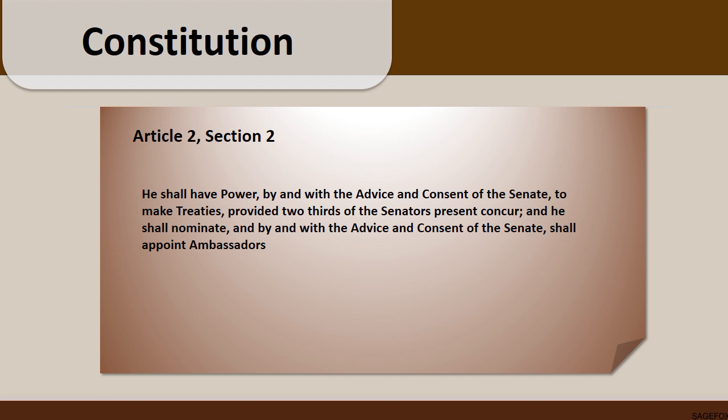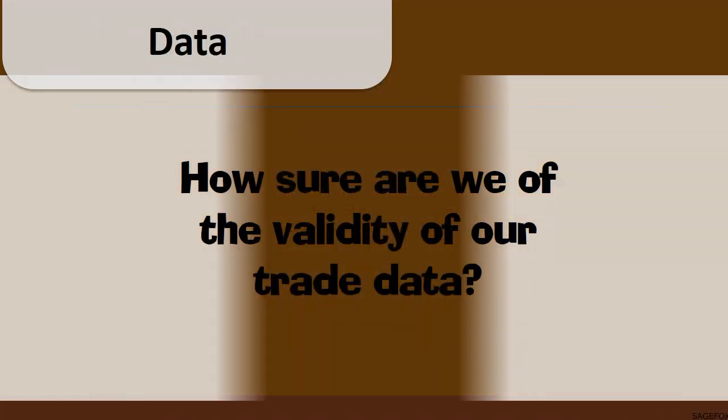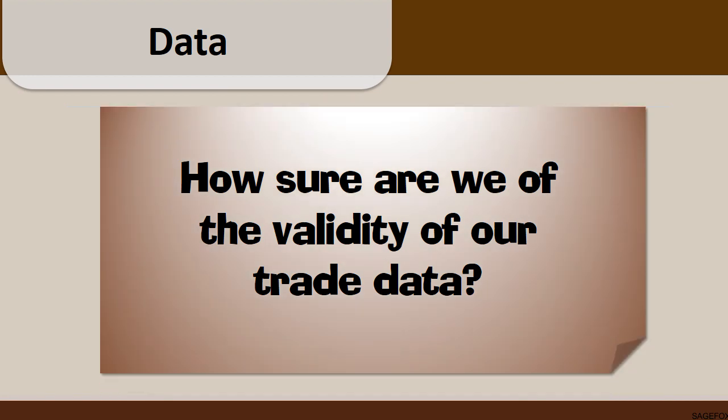So for the President to make a treaty, our President is trying to make treaties with a bunch of different countries right now. Those require a two-thirds majority of the senators, which means it's going to take a bunch of Democrats to agree to those treaties to get them through the Senate. Two-thirds, supermajority. So how sure are we of the validity of our trade data? We watched a little video about the data, and had some things about how we do that.